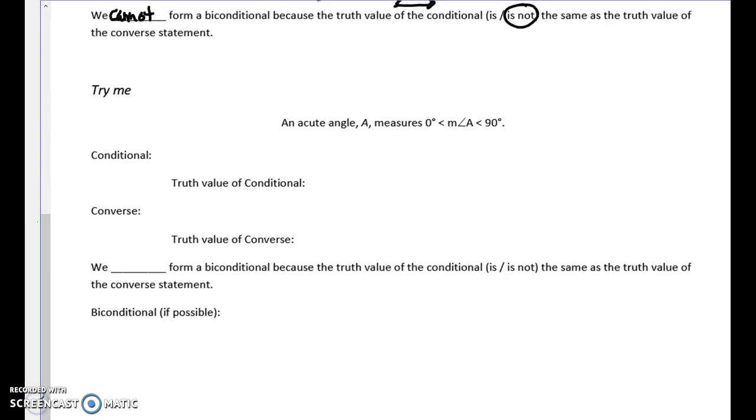All right, guys, it's your turn now. I want you to look at this term. An acute angle A measures between 0 and 90 degrees. Okay, so I want you guys to write the conditional, write the converse, give the truth value of each, and then determine if you can form a biconditional statement and write it if you can. Go ahead now, pause the video and do that.